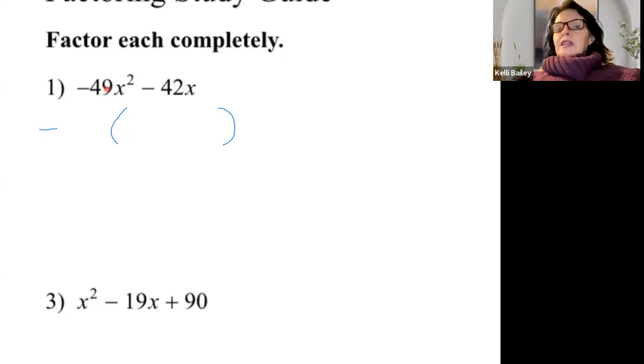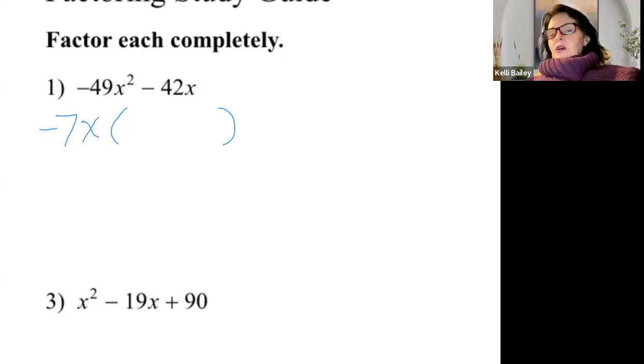Now I'm going to look at 49 and 42, and I know that 7 goes into both of those. So I'm going to put a 7 out here. Notice I'm leaving room because now I've got to look at my variable. So x squared and x. So I take the smallest exponent. Sorry, I lost the word for a moment. Yeah, smallest exponent. And the smallest exponent is in this one. It's x to the first. You can't see that one, but it's understood to be there. So I'm pulling out an x to the first.